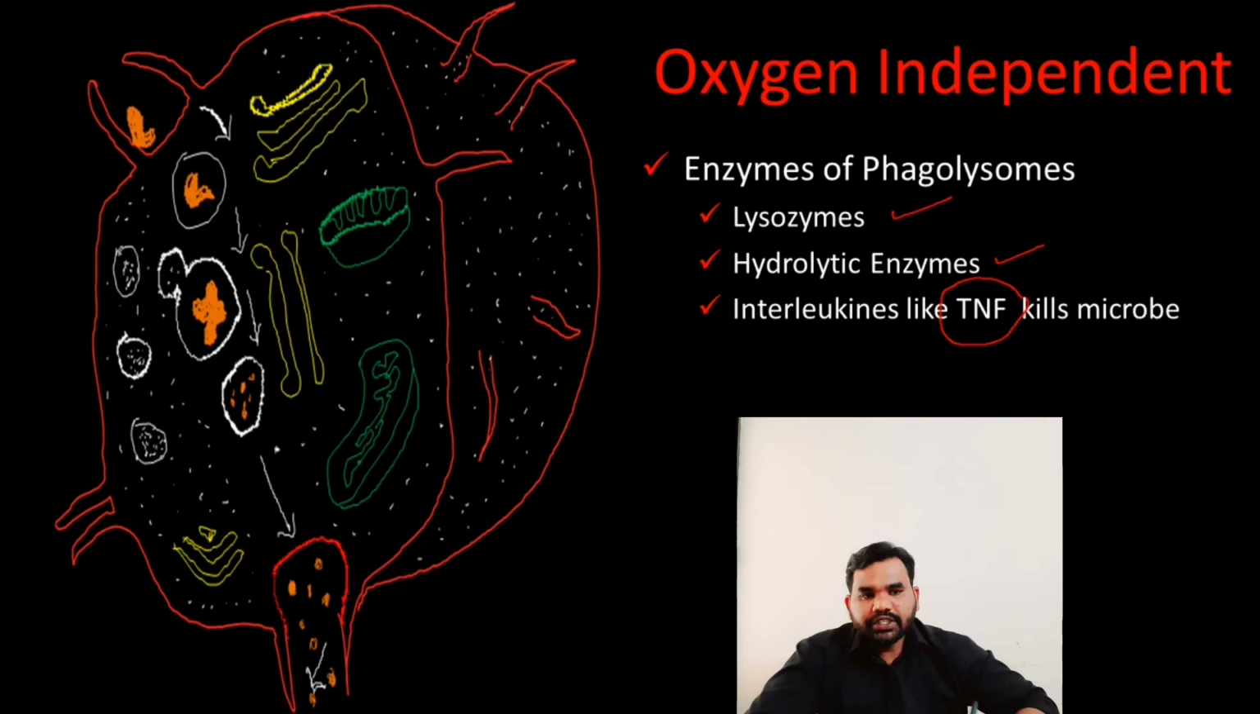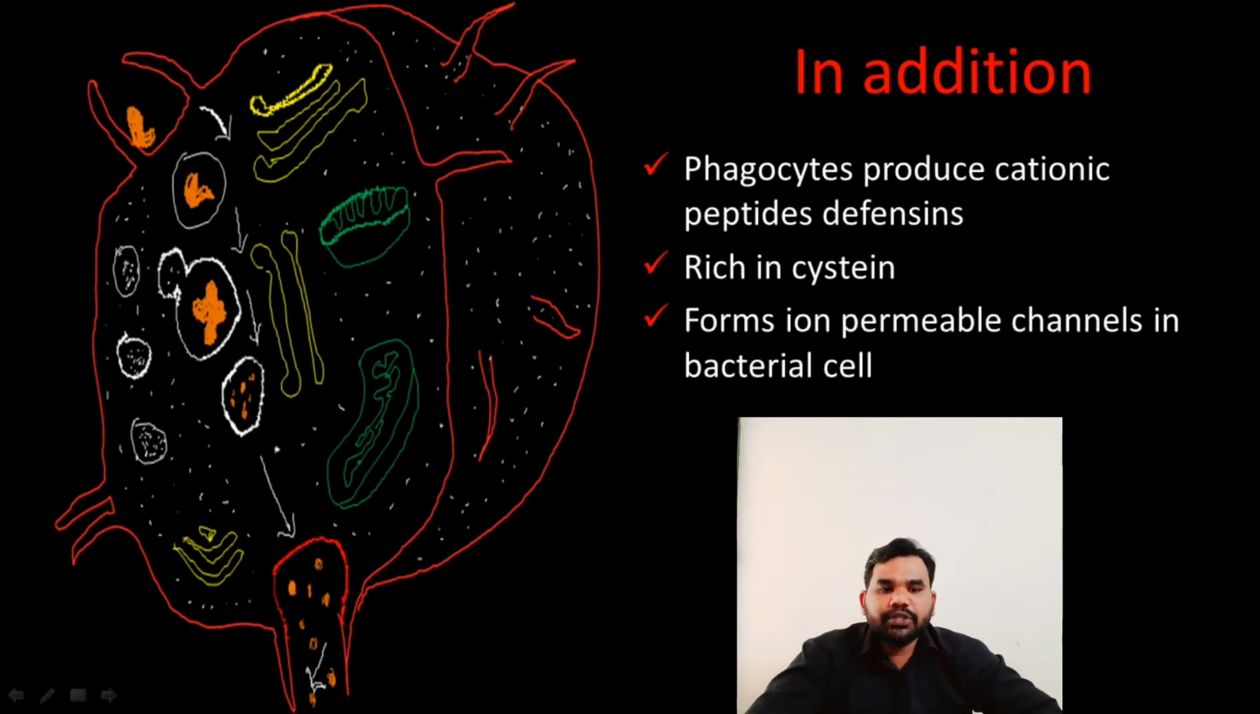In addition to this, phagocytes will produce cationic peptides which are called defensins, and these are rich in cysteine. What they will do is they will form ion permeable channels in the bacterial cell wall. As a result, the bacterial cell wall will get damaged and the cell components will be released out, and it results in the death of this microorganism.